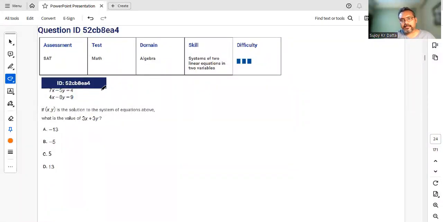But if you were a little observant and you just subtracted these two equations, so 7x minus 4x, and minus 5y minus of minus 8y, is 4 minus 9. I'm just doing this, see what we get. 3x minus 5y plus 8y is plus 3y, equals negative 5. So we have the answer straight away.